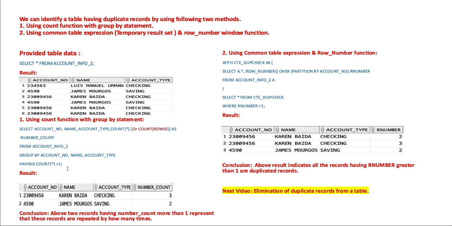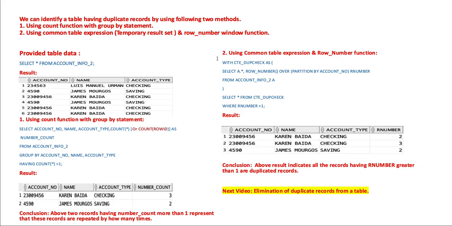After running this code, it will display the result as shown below. It has 4 columns and 2 rows. These 2 rows have number count more than 1. That means those records contain duplicated records. We have a conclusion here. The above 2 records having a number count more than 1 represent how many times these records are repeated. Here the first record has repeated 3 times, and the second record has repeated 2 times.